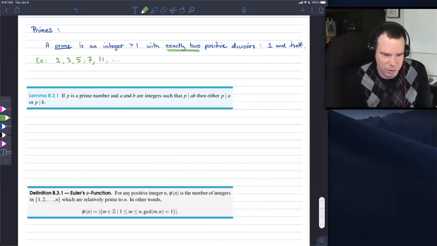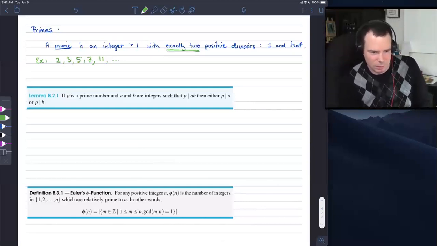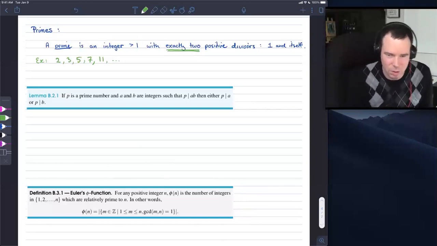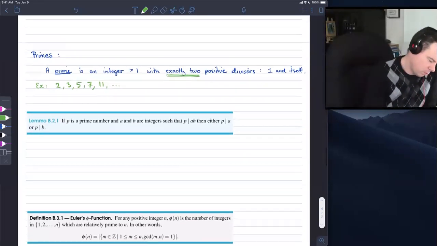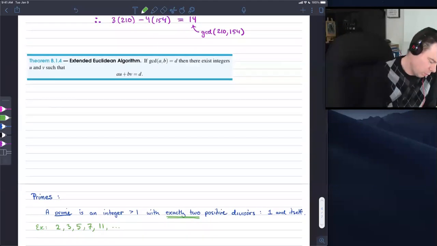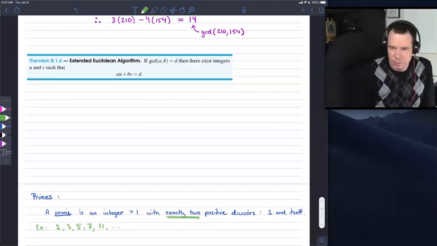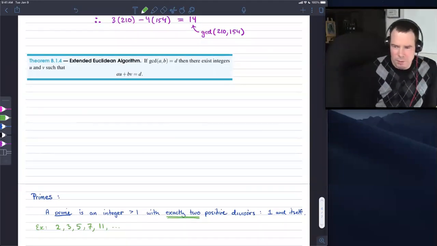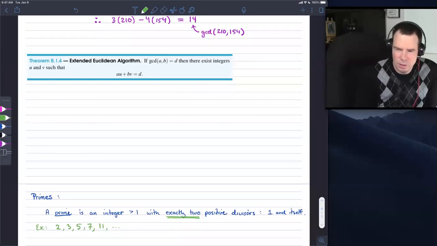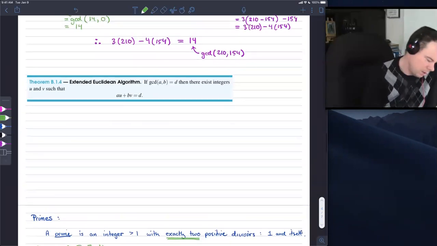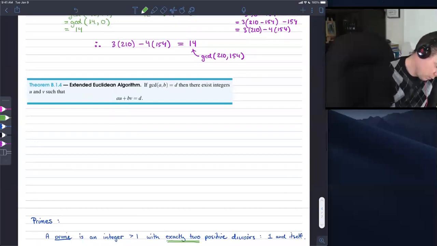I like that question. Is 1 considered a prime? Actually, before I get to that, I see there was a previous question that said, is the converse of B.1.4 true? So I'm going to back up and look at B.1.4. The converse would be: if there exist two integers u and v such that the linear combination of them is d, does that mean d is the GCD? The answer is no, the converse is not true.